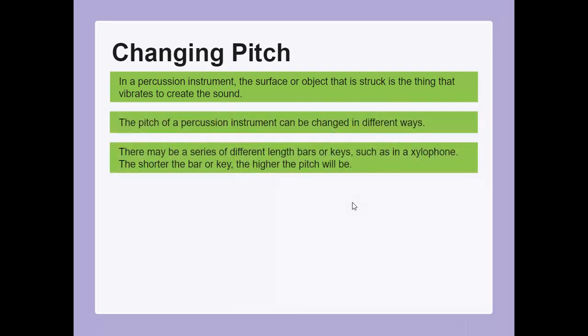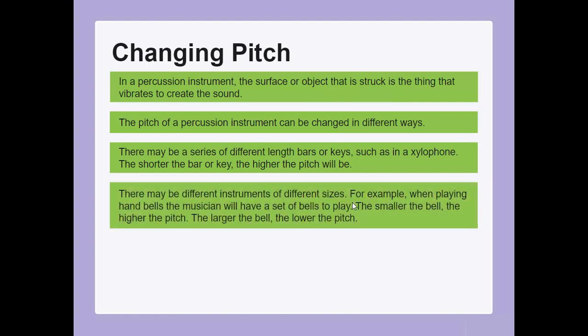In a percussion instrument, the surface or object that is struck is the thing that vibrates to create the sound. The pitch of a percussion instrument can be changed in different ways. There may be a series of different length bars or keys, such as in a xylophone. The shorter the bar or key, the higher the pitch will be. There may be different instruments of different sizes.